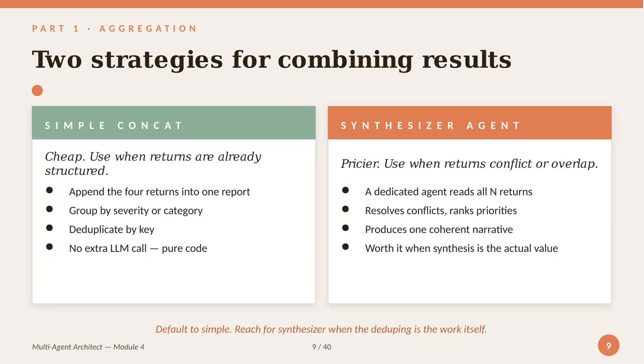After your N workers return, what do you do with the N results? 2 strategies. Simple concat. Cheap, fast, low overhead. The orchestrator appends the 4 returns into one report. Maybe groups them by severity. Maybe deduplicates by key. Pure code, no extra LLM call. Use simple concat when each return is already structured, like 4 reviewer agents each returning a verdict plus issues object. The combining work is just merging. Synthesizer agent. Pricier, but earns its keep when the returns conflict or overlap.